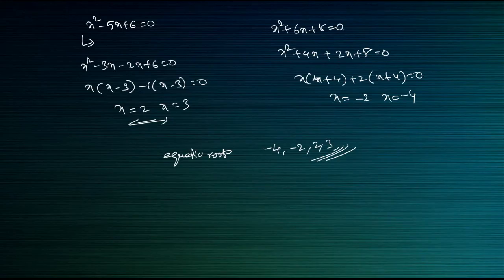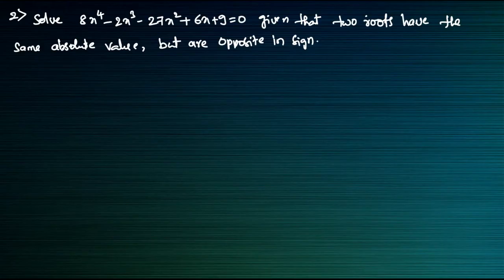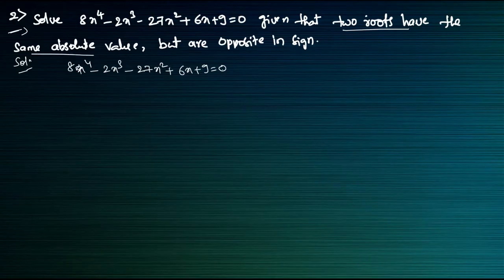Okay, now moving to the next question. The second question is given here, so solve this. He is asking us to solve 8x to the power of 4 minus 2x cube minus 27x square plus 6x plus 9 is equal to 0, given that two roots have the same absolute value but are opposite in sign. He is saying same absolute values but opposite signs, meaning alpha is equal to minus beta. We'll take this later. So this is a condition given here.